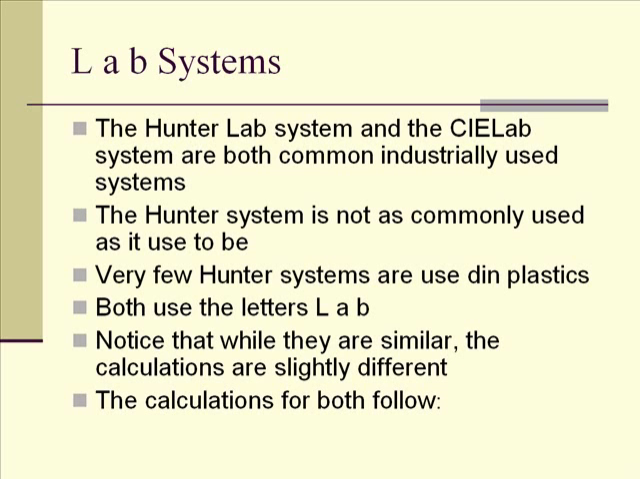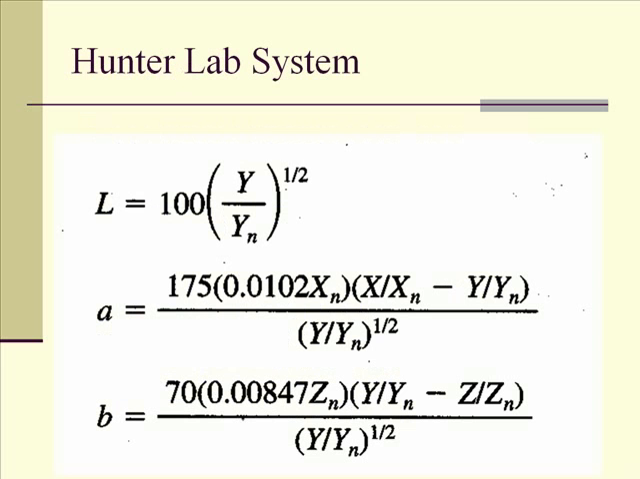Just be careful that you're sure of that when you're doing those numbers. There are different calculations for both of those systems. These are the calculations for L, A, and B that are used for the Hunter system. Notice that all the variables on the right sides of the equal signs are your tristimulus values, capital X, capital Y, capital Z. These are pretty involved equations.